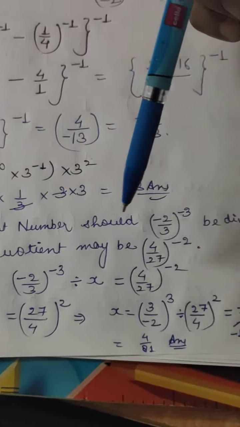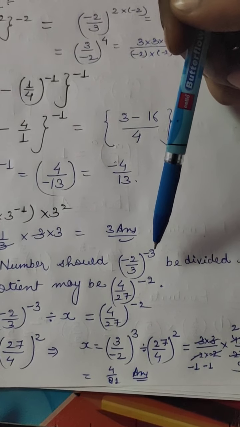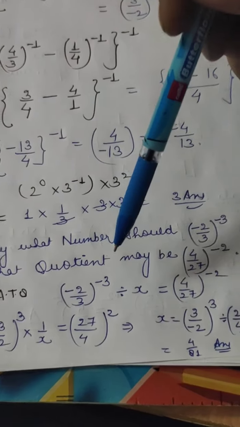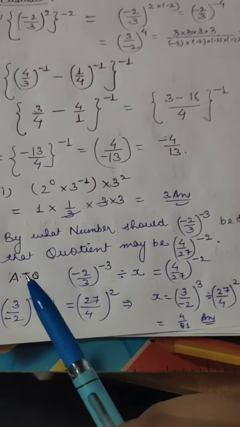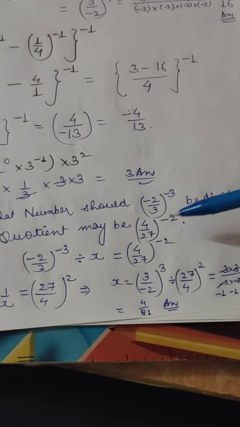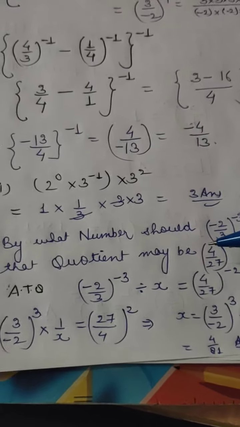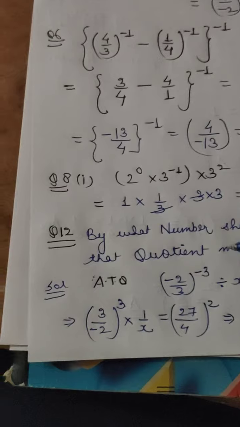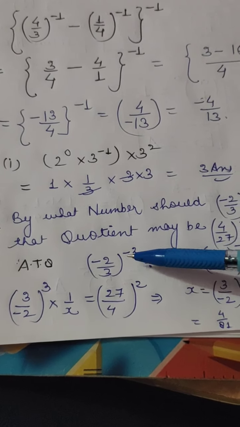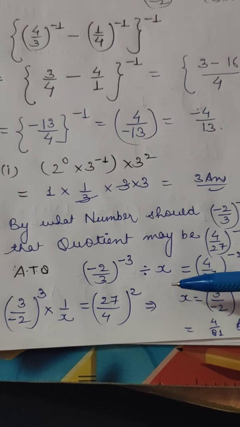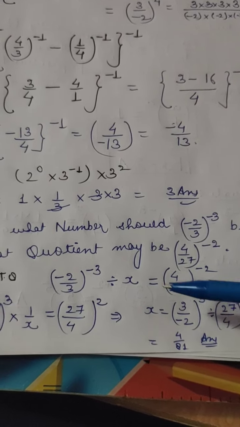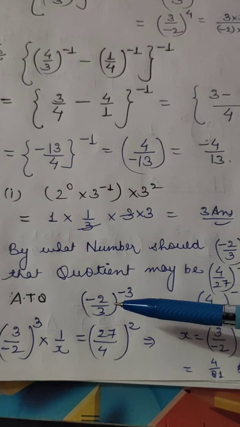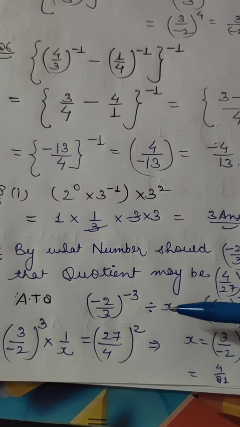Question number 2. By what number should minus 2 upon 3 to the power minus 3 be divided so that the quotient may be 4 upon 27 to the power minus 2? So you have to find out by which number this number should be divided so that the quotient may be 4 upon 27. So minus 2 upon 3 to the power minus 3 is divided by x. Let the given number be divided by x and the quotient is 4 upon 27. So in the next step, we have to find the value of x here.